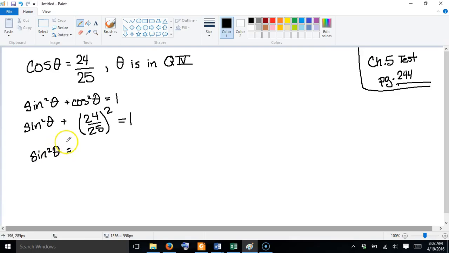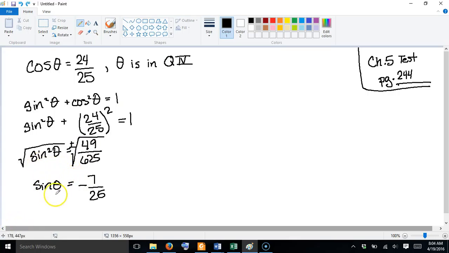Going to square that number and then subtract it from 1. And what we get is 49 over 625. And that, when we take the square root of both sides, because that's what I'm doing in this next step, remember we get plus or minus here. And before we do that, let's say square root of 49 over 625 is 7 over 25. And since we're in the 4th quadrant, sine is going to be negative.